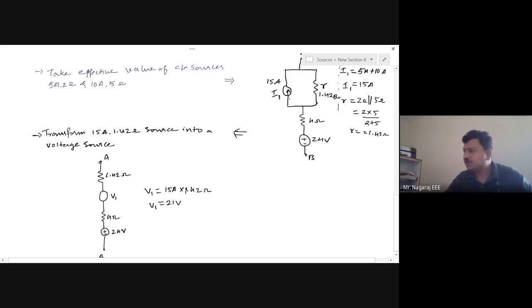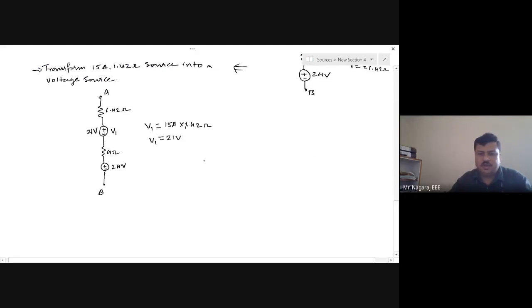Observe here, the direction of the arrow mark is upward for this current source. So the positive sign will come upward. So this is 21 volts. Okay. So now I have two voltage sources in series. I can very conveniently add these two voltage sources in series and get the equivalent voltage source between A and B, a single practical voltage source.